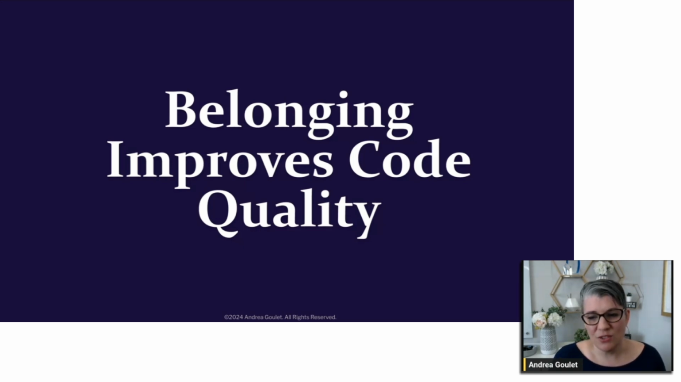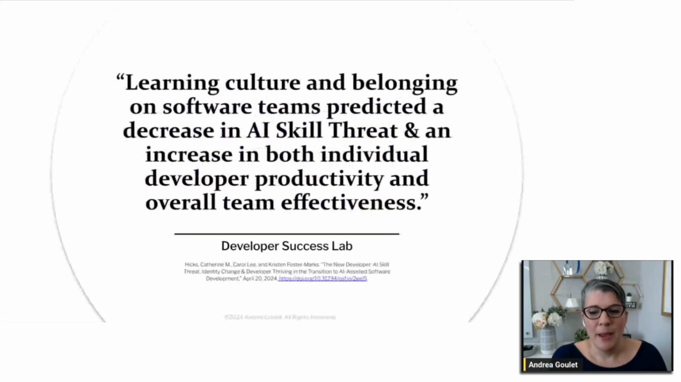There was some research recently from the Developer Success Lab, looking at AI skill threat. About half of developers feel really threatened by AI, and wonder, do I have the skills? I feel this, and stay around for Ray's talk because he's going to be talking a little bit about this. But the thing that helps with that is creating a culture of learning and belonging. This is essential for skill development and upskilling. Absolutely. And it's also important for developer productivity and team effectiveness.